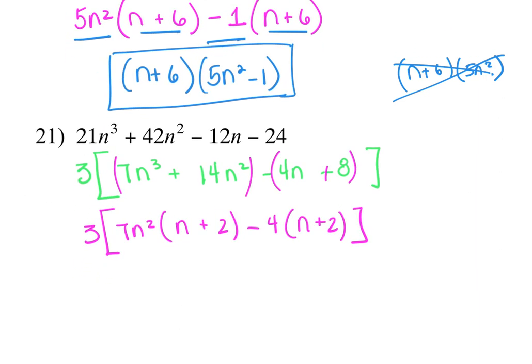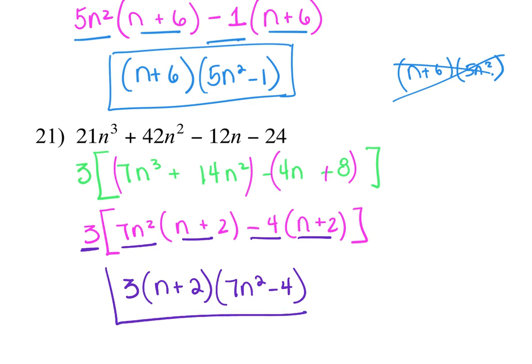And then my final step here is exactly what I did up at the top, except I have this 3. Don't forget the 3, all right? Leave him there. So the 3 stays as part of your factoring. You have the n plus 2, and you have the 7n squared minus 4, and you're done with that one.